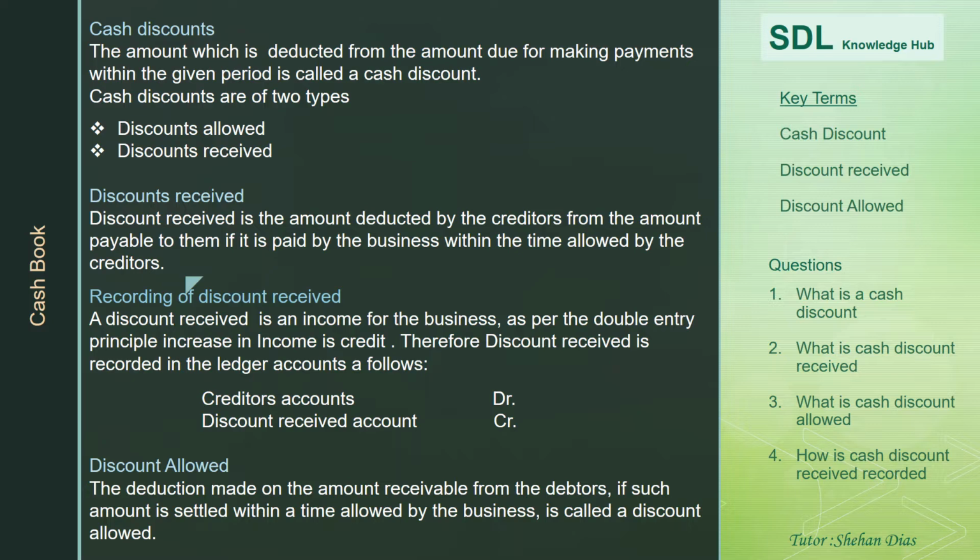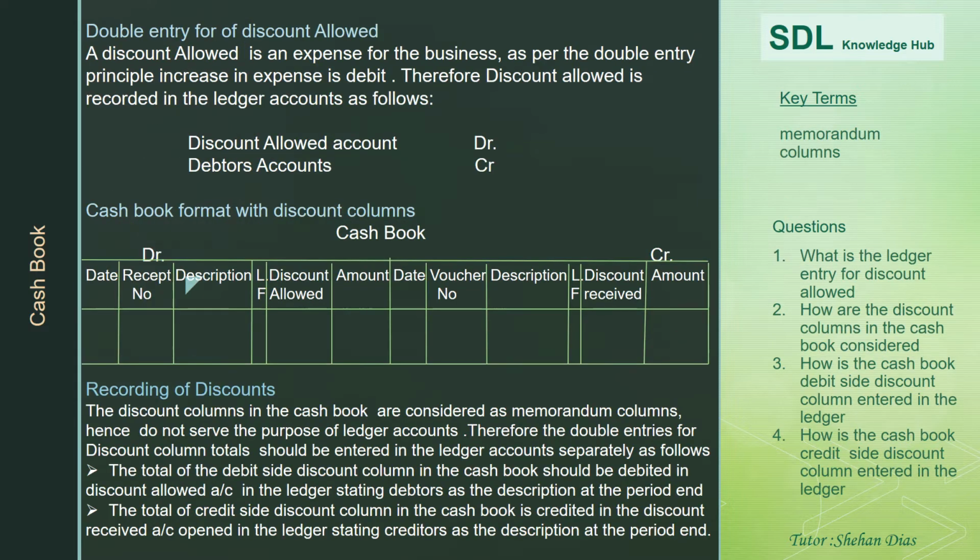The discount allowed is a deduction made by the organization if the payment is received from the debtors within the stated period. The double entry for discount allowed is discount allowed account debit, and debtors account credit. Since discount allowed is an expense, it will be a debit.